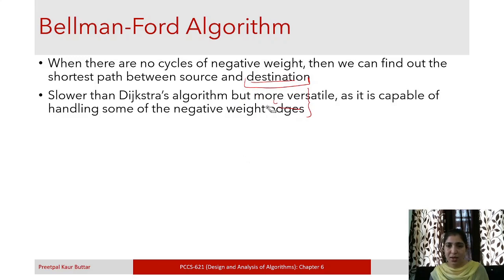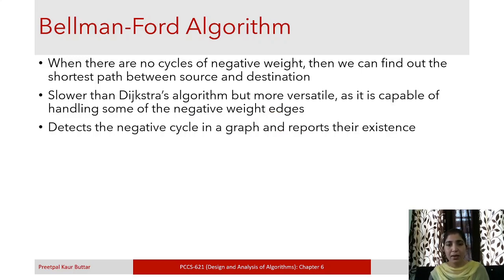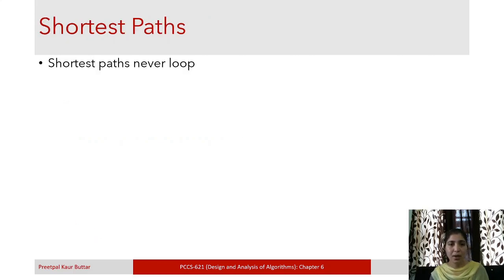This is slower than Dijkstra, but it is more versatile, right? Because it is capable of handling negative weight edges. So if your graph has negative weights, then it is able to give you the correct solution to the single source shortest path problem. And if there is a negative cycle in the graph, then it is able to detect the presence of the negative cycle and it reports the existence of such a cycle, right? So the problem which this algorithm addresses is that of the shortest paths.